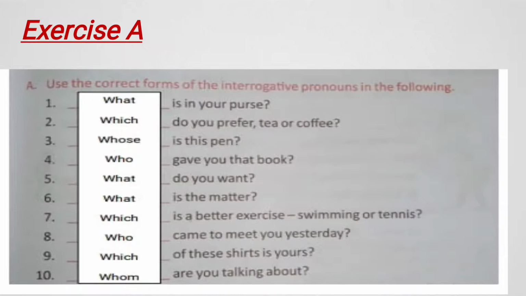Dash came to meet you yesterday. Who? Who came to meet you yesterday? Dash of these shirts is yours. Which of these shirts is yours? Dash are you talking about? Whom are you talking about? So students, fill the answers in your book in clean handwriting.